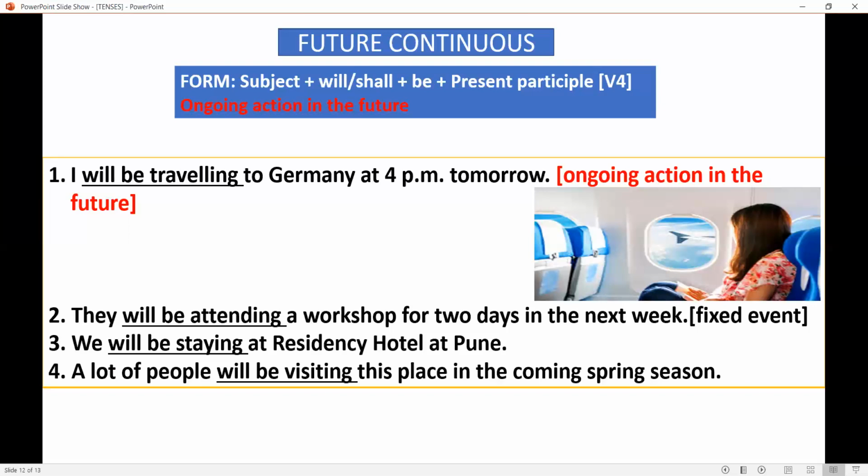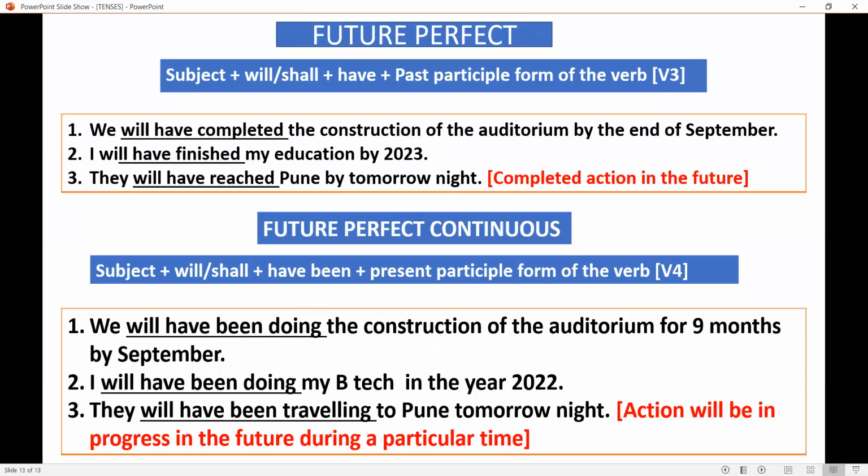Another example, when you are referring to a sightseeing place, a lot of people will be visiting this place in the coming spring season. You expect that this is going to happen. Then also you use future continuous tense. I hope you understood its usage. Now let us move to the last slide.